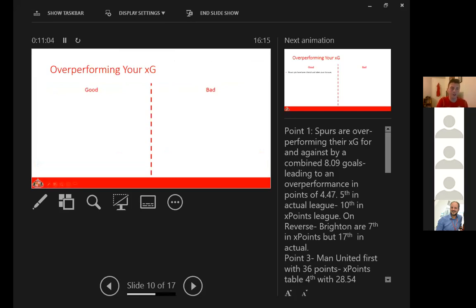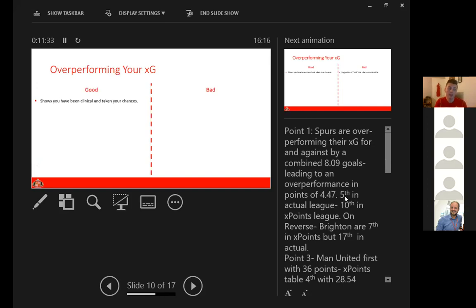Underperforming your XG has positives and negatives to it. Obviously it's good if you're overperforming, as it shows you're overperforming your chances. So Spurs are overperforming their XG in the league, for and against, and they've got a combined differential of 8.09. So they have scored more and conceded 8.09 goals less than they should have.